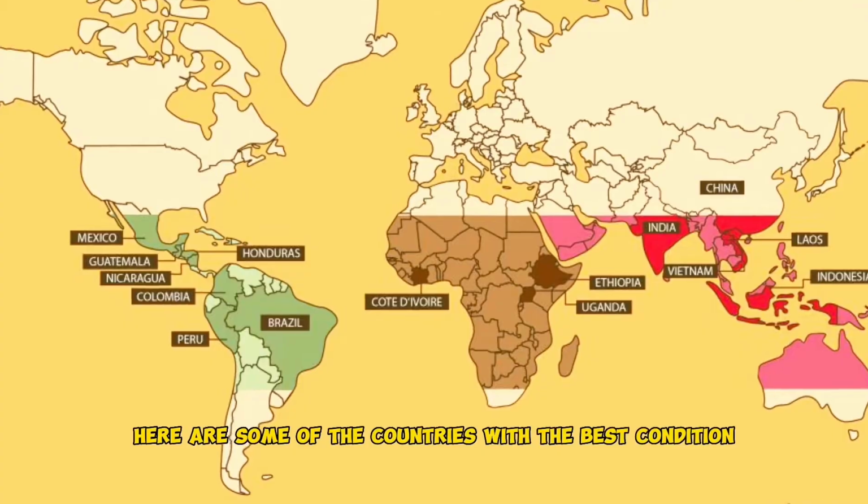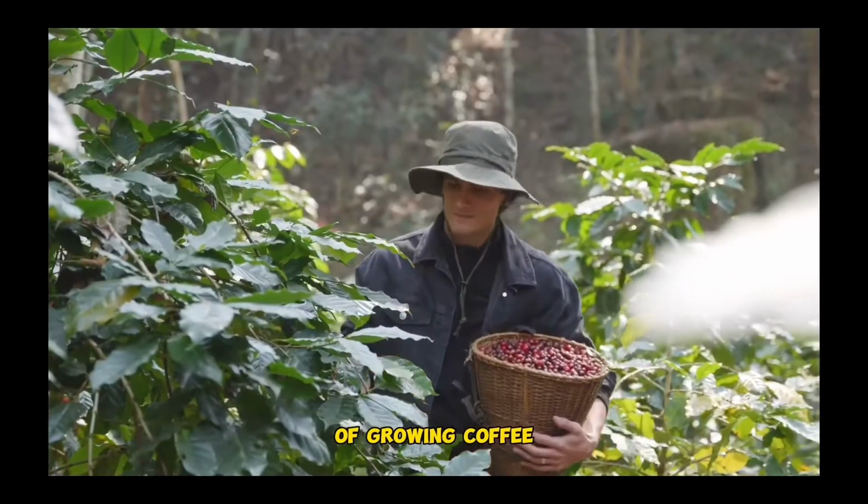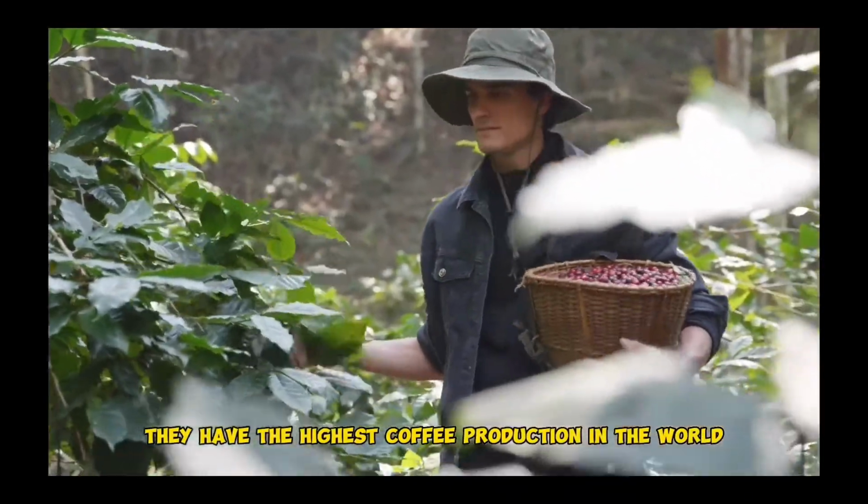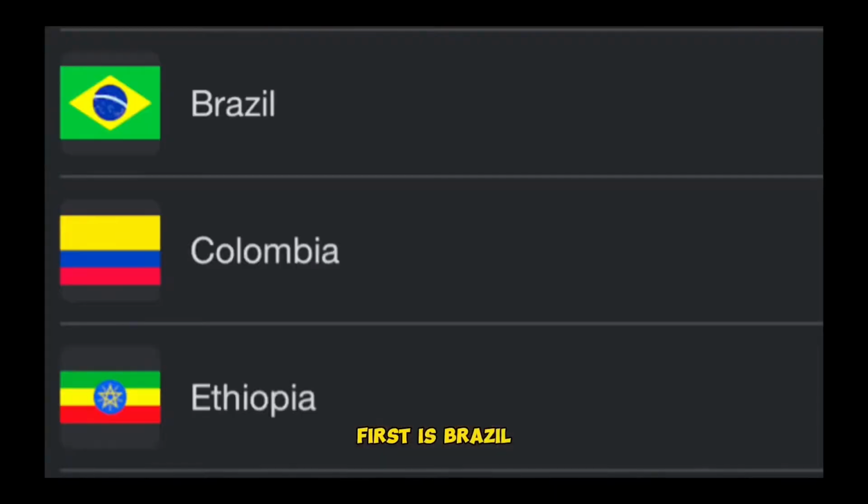Here are some of the countries with the best conditions for growing coffee. They have the highest coffee production in the world. First is Brazil, then Colombia and Ethiopia.